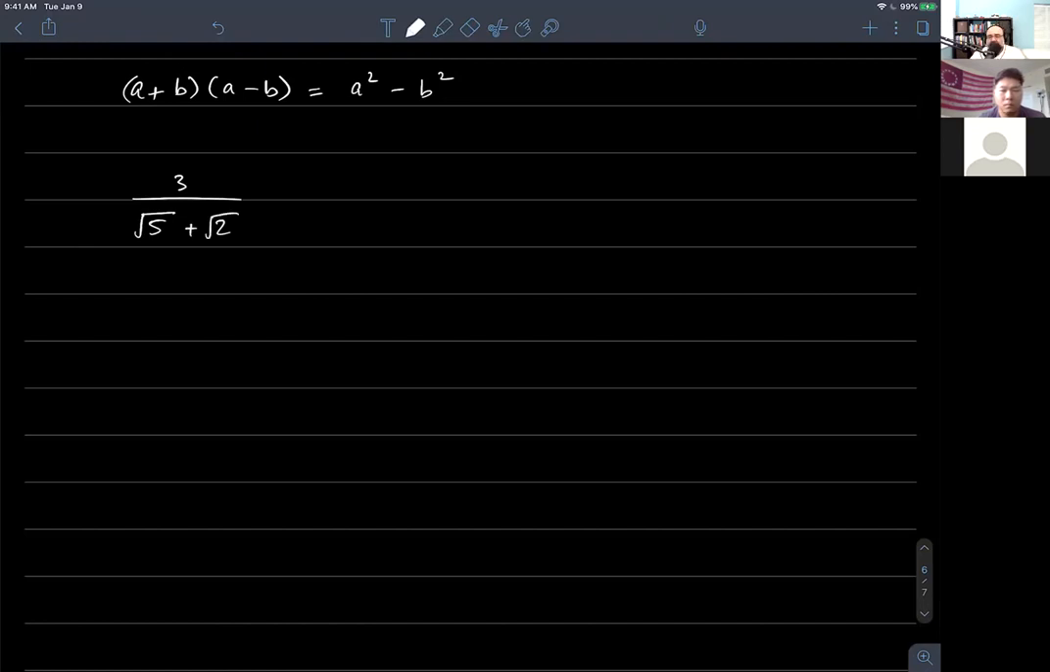So if I have something like this, what do you think I should multiply root 5 plus root 2 by so that I don't have any radicals left over? Root 5 minus the square root of 2. Does that make sense? Because if I can create a scenario where I can bring in this formula, remember that in the previous example, we didn't have any radicals left over on the right-hand side. So if I multiply top and bottom by radical 5 minus radical 2 over radical 5 minus radical 2.